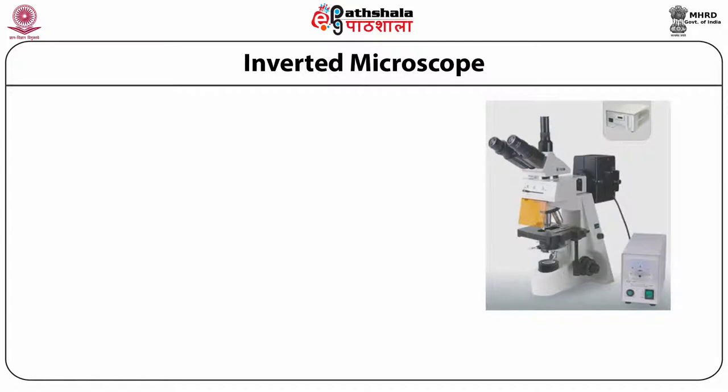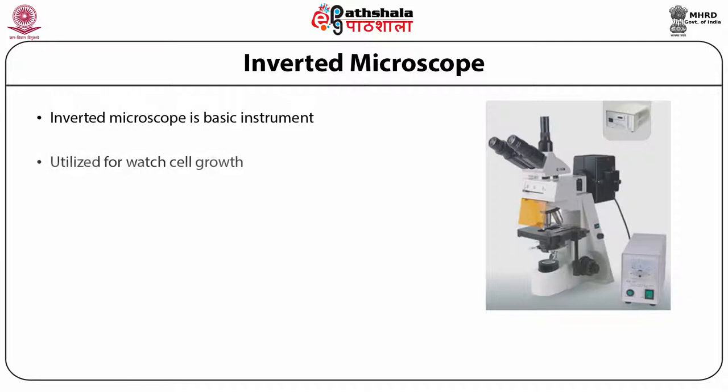Inverted microscope. The inverted microscope is again one of the basic instruments, used to watch cell growth. It is also used to check for contamination in animal cell culture. The cytopathic effect produced by a virus in animal cell culture can be seen with the help of the inverted microscope. So you cannot do animal cell culture without it, and it comes under the category of basic instruments.